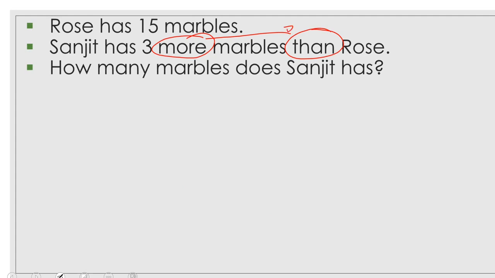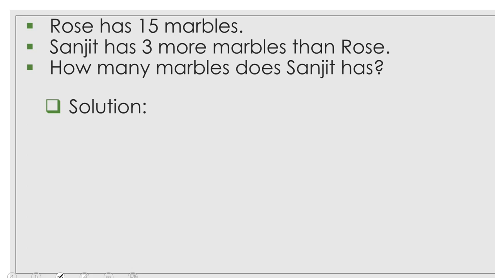So the first step is to write down the given. The second step is to write down the problem. The third step is called solution. But what is solution? So we'll go with this. Here, solution. In the solution means how do you solve the problem? What do you do so that you can answer the question? That's what we call solution.